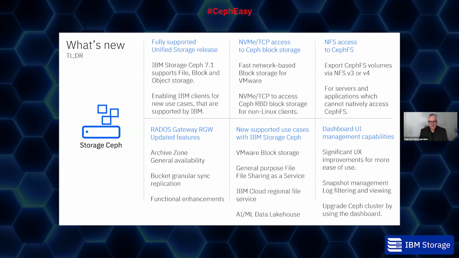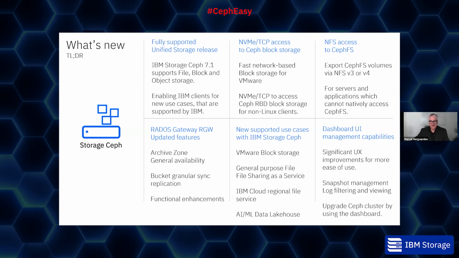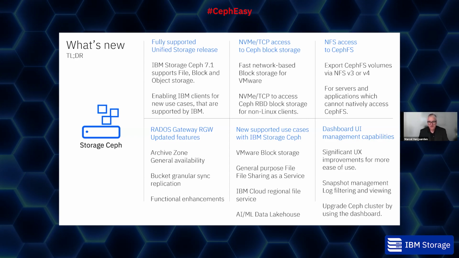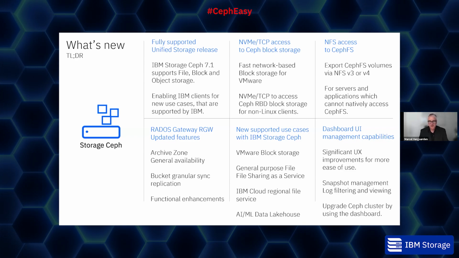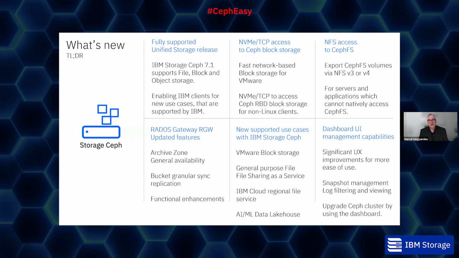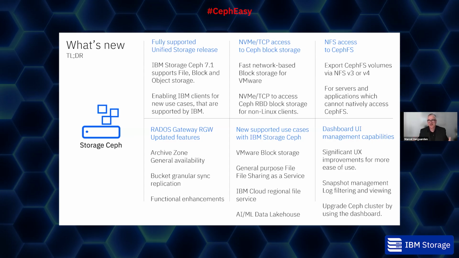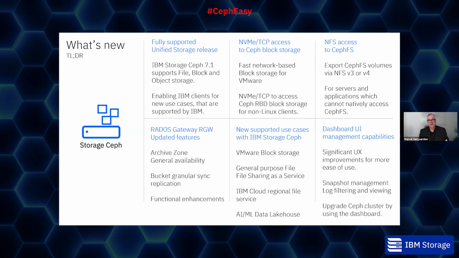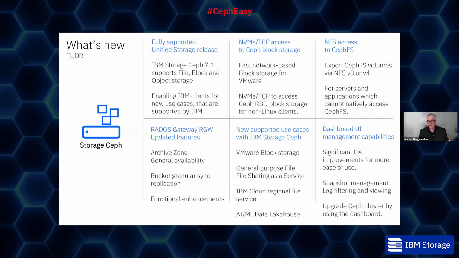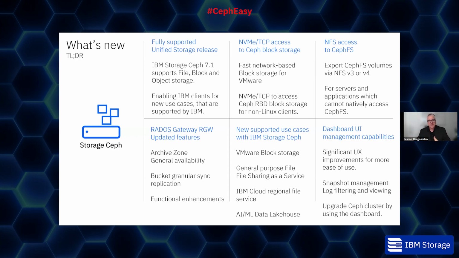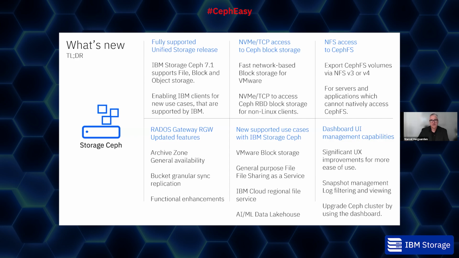Now, moving on to the Rados Gateway on the left bottom of the slide. There are some new features here. First of all, the archive zone now has general availability. Now you may wonder, what's an archive zone? This is all about object storage, and you can replicate across multiple sites. In addition to that, you can also have an archive zone.